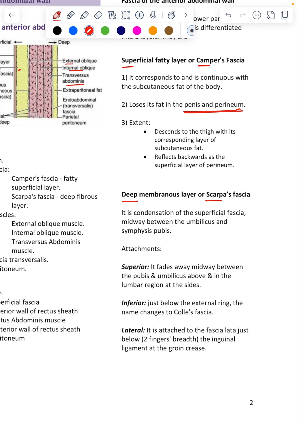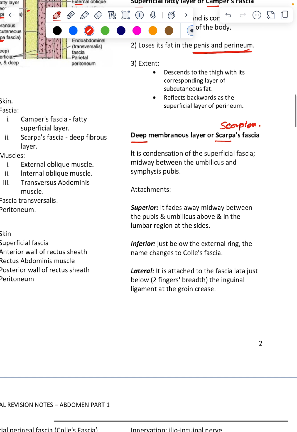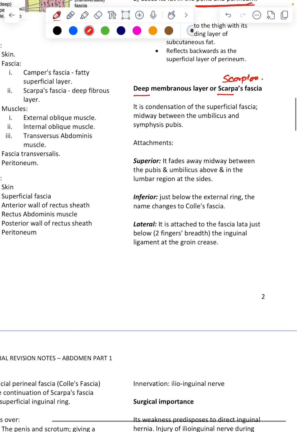Just try to remember Scarpa as hidden down. Camper, the word is similar, but Camper is outside, superficial. It is a condensation of superficial fascia, midway between the umbilicus and pubic symphysis. Superiorly it fades away, and inferiorly it goes below the external ring and changes its name.